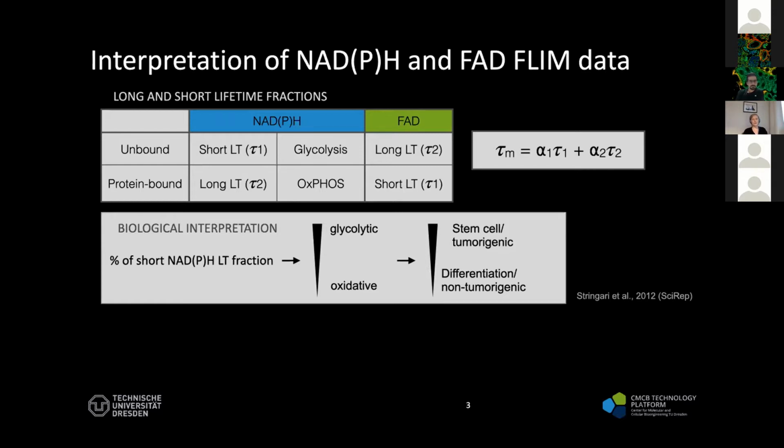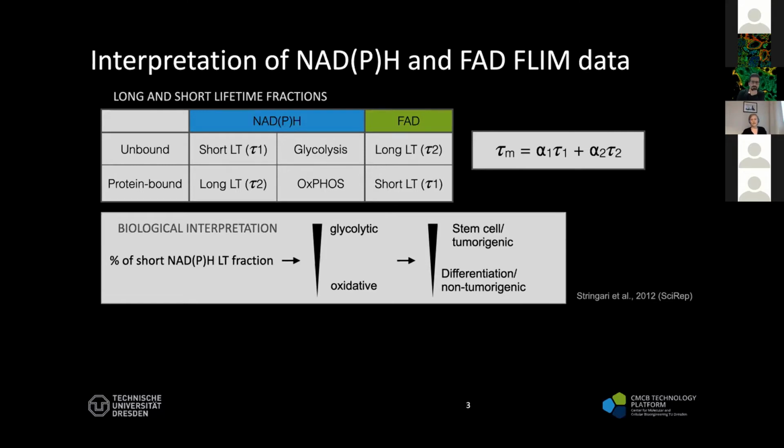And we will also focus mainly on the percentage of the short NADH lifetime fraction. Mentioning this again, the higher this is, the more free NADH, the more glycolytic the cell or tissue. Often this is also used in the context of stem cell biology or tumor biology. The more glycolytic, the more a stem cell state is present in cells or tissues, and many tumors become more glycolytic upon progression.